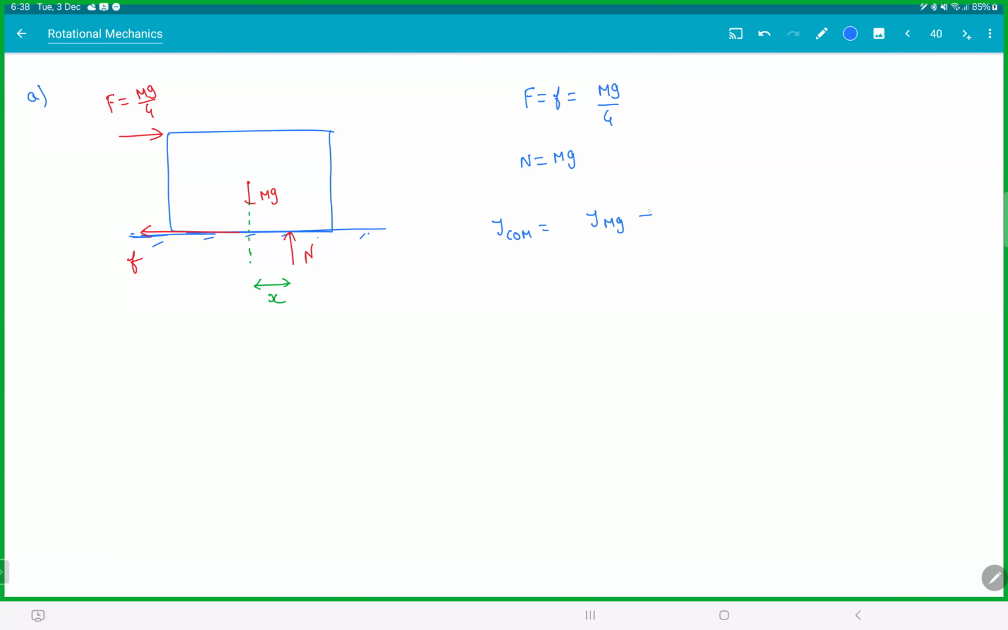Torque due to mg, torque due to N, torque due to friction, torque due to F. Mg's torque is 0. N's torque is N into x plus k cap. If you see capital F and small f, they form a couple, but okay, that would be friction into, what is this distance? This is a, this is 3a. So this is f into a by 2 minus k cap, f into a by 2 minus k cap equal to 0.